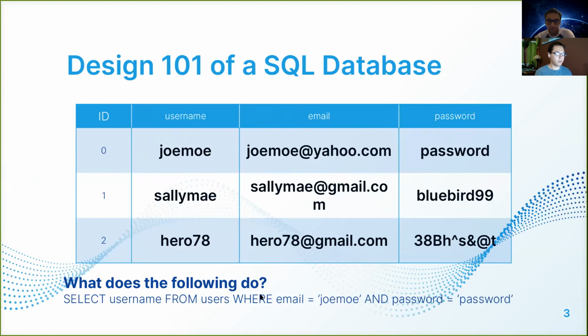And with an SQL query, which would be requesting some type of data from your database, one simple way of doing it would be select username from user. So this would be telling SQL to select just this column. If this table is called users, you'd be saying select the usernames from this user table, where the email equals joemo@yahoo.com and password equals password. So this query here is going to just select this first row for us. And when you're on login screens, that is what's happening in the background to access your data inside a database.